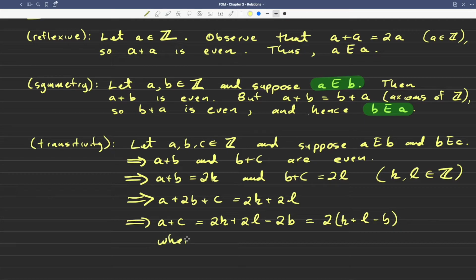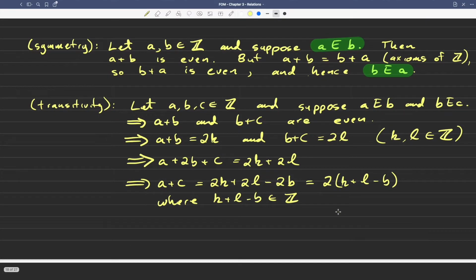And notice that what we factored a 2 out of, what was left was an integer. So the K plus the L minus the B is an integer, because K, L, and B are all integers. And so when you add and subtract integers together, you get back integers. So that tells me that A plus C is even. And I finally can conclude then that A is related to C, which we denote by A, capital E, C.